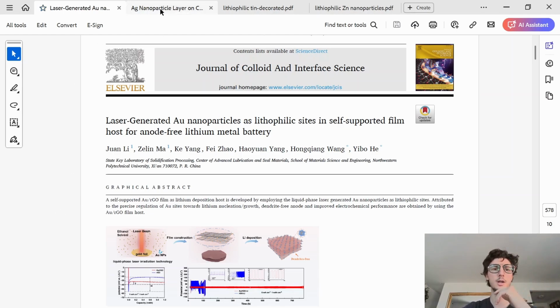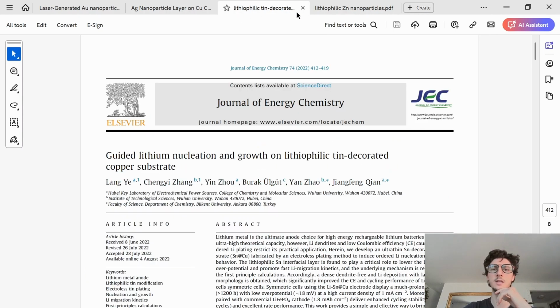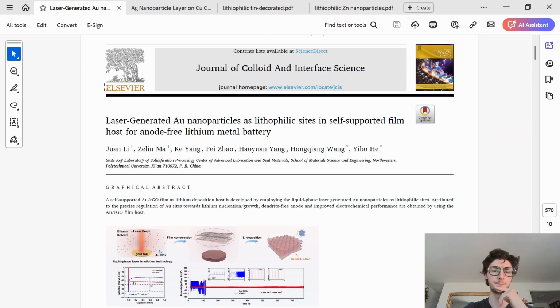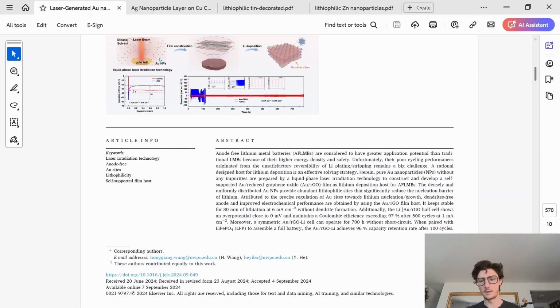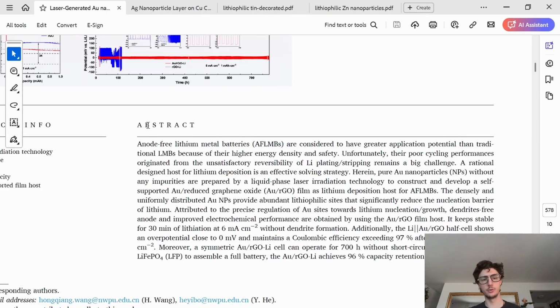So let's start with the gold one. Let's move to the silver next. Let's go tin after that, and let's do zinc at the end. So get some snacks, get some popcorn, get some water. I got some water over here. I'm going to take a sip before I read this and just take a look at the abstract. So here we have a graphical abstract, but we also have the standard abstract. I'm going to read the standard abstract first.